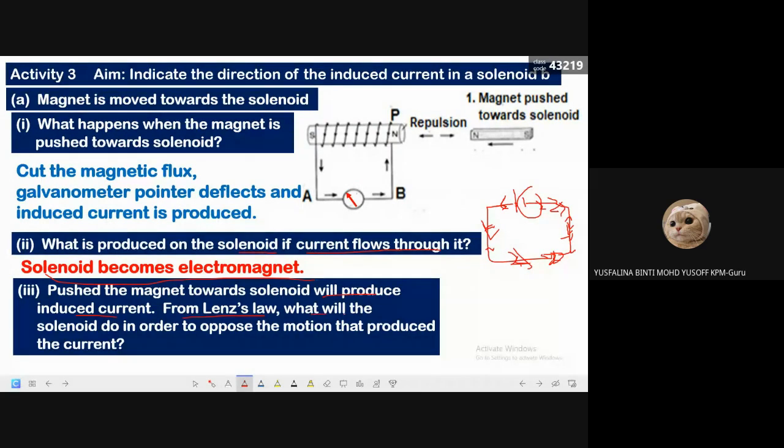Next one: push the magnet towards the solenoid, we produce induced current. From Lenz's law, what will the solenoid do in order to oppose the motion that produces the current? The answer is it must push out the magnet, so it has to repel it. In order to repel it, it has to have the same pole, right? That's what Lenz's law says. It will oppose.